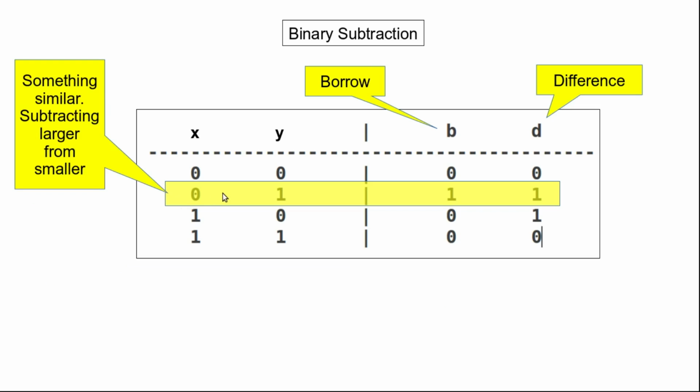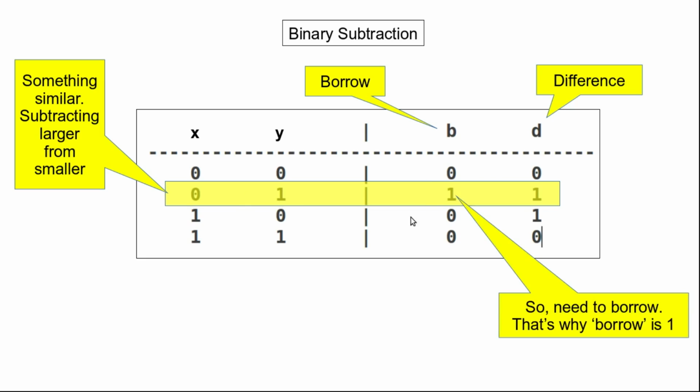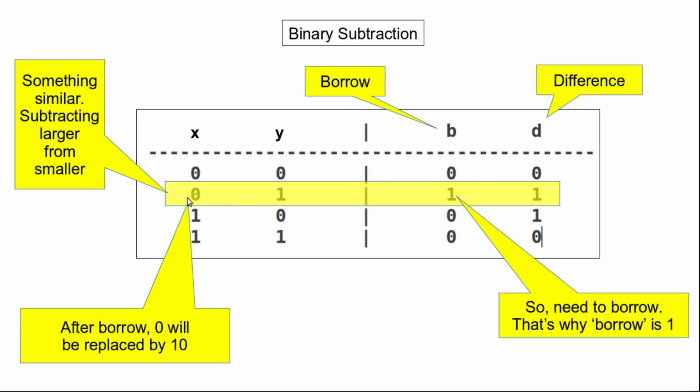Now this particular row where we are trying to compute 0 minus 1, so we are trying to subtract a larger number 1 from a smaller number, which is 0, and hence we will need to borrow. Whenever we subtract a larger number from a smaller number, we will need to borrow, and that's why this b output is 1. Now when we borrow, as we saw in case of the decimal number system, 3 got replaced by 13. Similarly, this 0 will get replaced by 10.